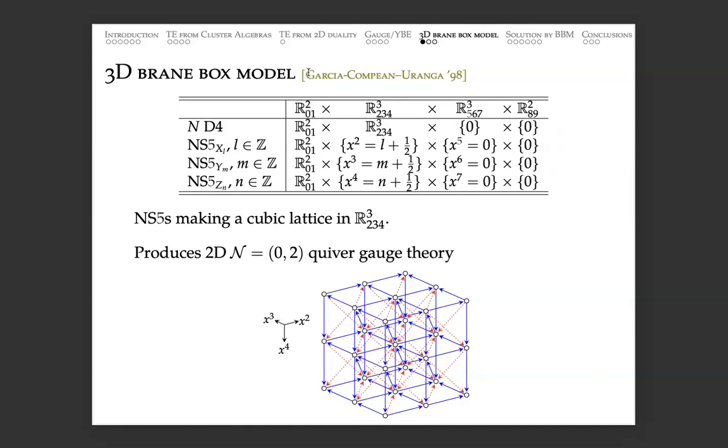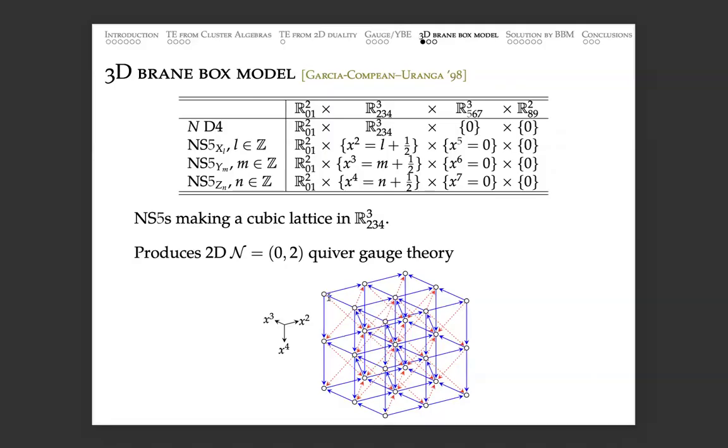And then in the original 3D brane box model, they explain what this configuration of branes leads to. It actually produces a 2-dimensional N=(0,2) supersymmetric gauge theory, which is also described by a quiver, but this quiver has a 3-dimensional structure, okay? And it looks like this. So this quiver can be drawn in these x2, x3, x4 directions.